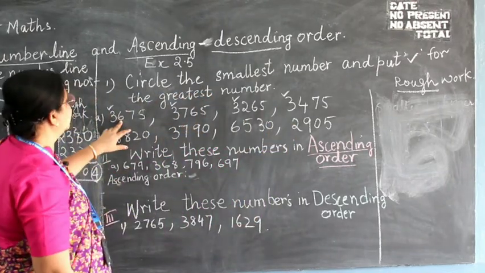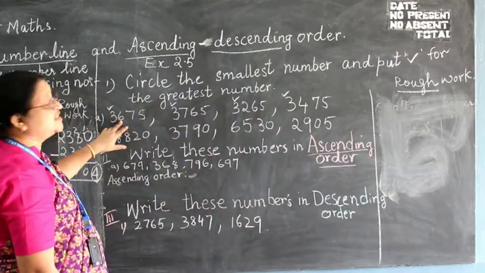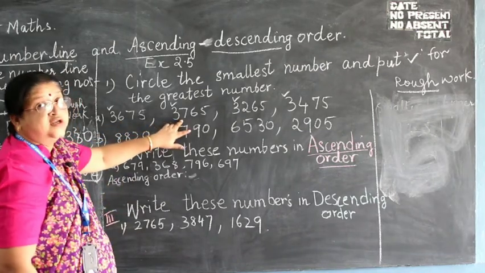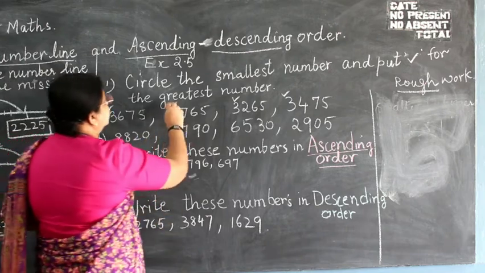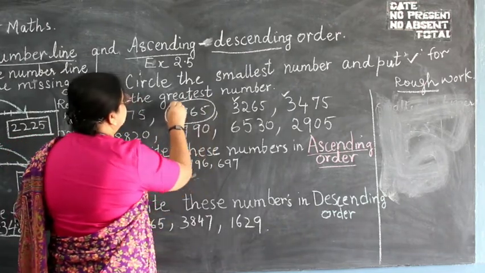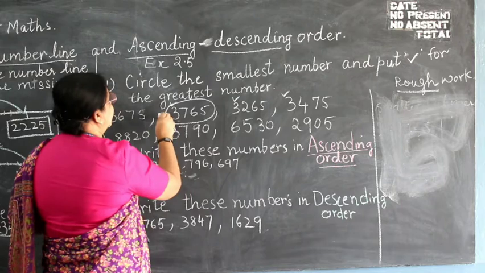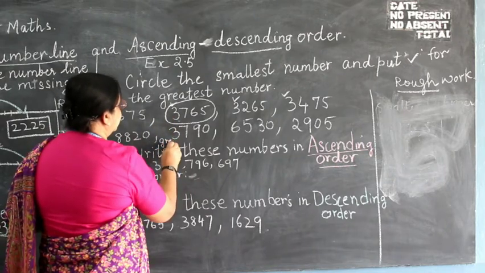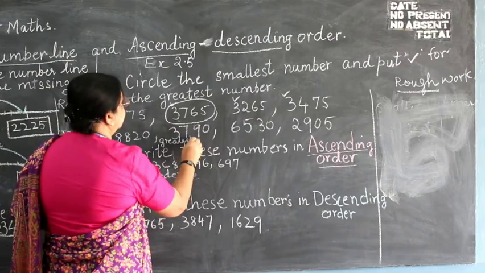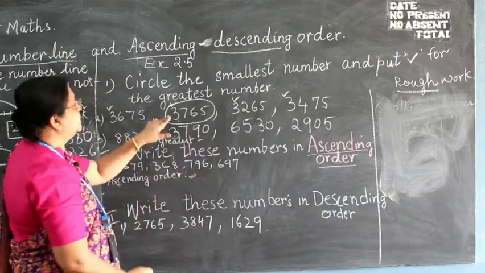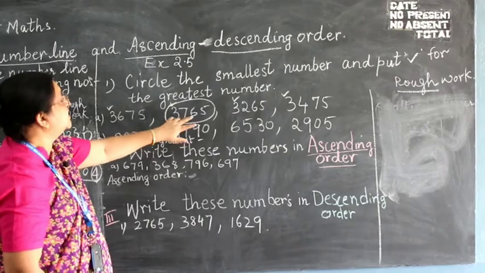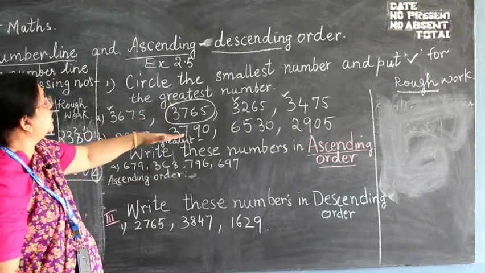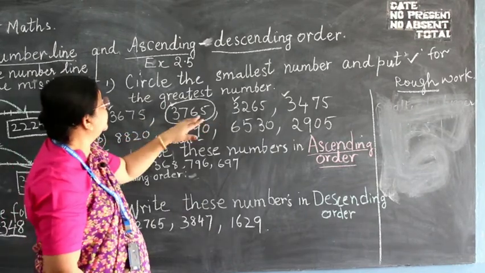Now place value, you see 3000, here also 3000, here also 3000, here also 3000. Next is 6 in hundreds place, whereas here it is 7. So this will be the greatest number. So you will write in your answer, greatest number is 3765.